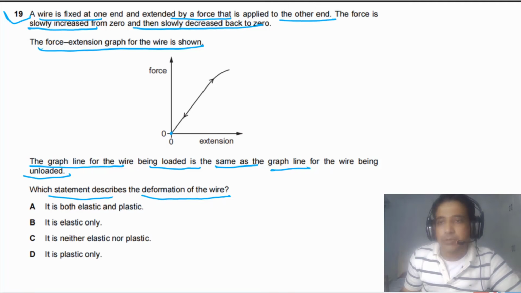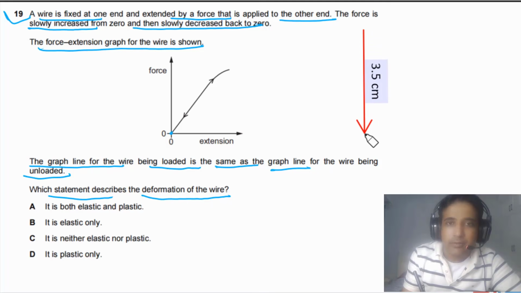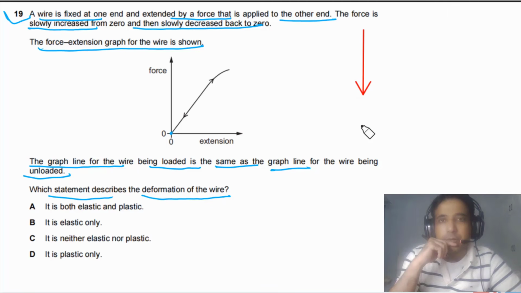We can also understand this one in a little bit different way. Imagine that this is the wire. First of all, we extend this wire up to this point, and then we remove the force, and this wire comes back to the original shape and size. So this kind of deformation is elastic.